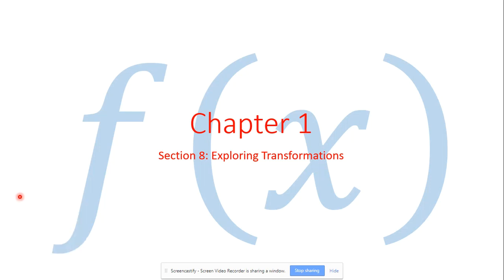Welcome back to the 8th section of Chapter 1. In this one we're going to be looking at exploring transformations. Transformations is something that pretty much all of Algebra 2 is based around. That's where we're going to be moving functions.